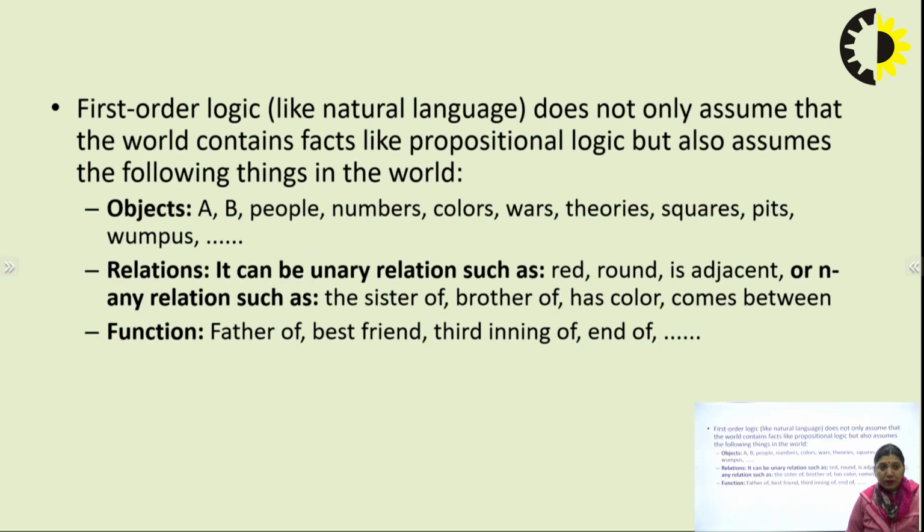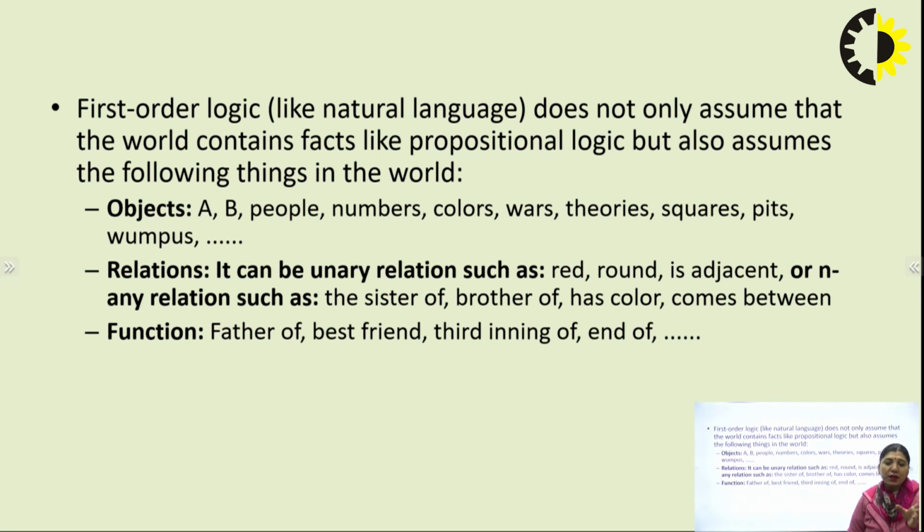Clear? So first order logic, like natural language, does not only assume that the world contains facts like propositional logic, but also assumes the following things in the world. We have to break that statement into certain things. The first thing is your objects. An object can be anything. As mentioned, there are a number of examples: A, B, people, numbers, colors, wars, theories, squares, pits, wumpus, everything is an object. Every small particle, we can say, is an object.